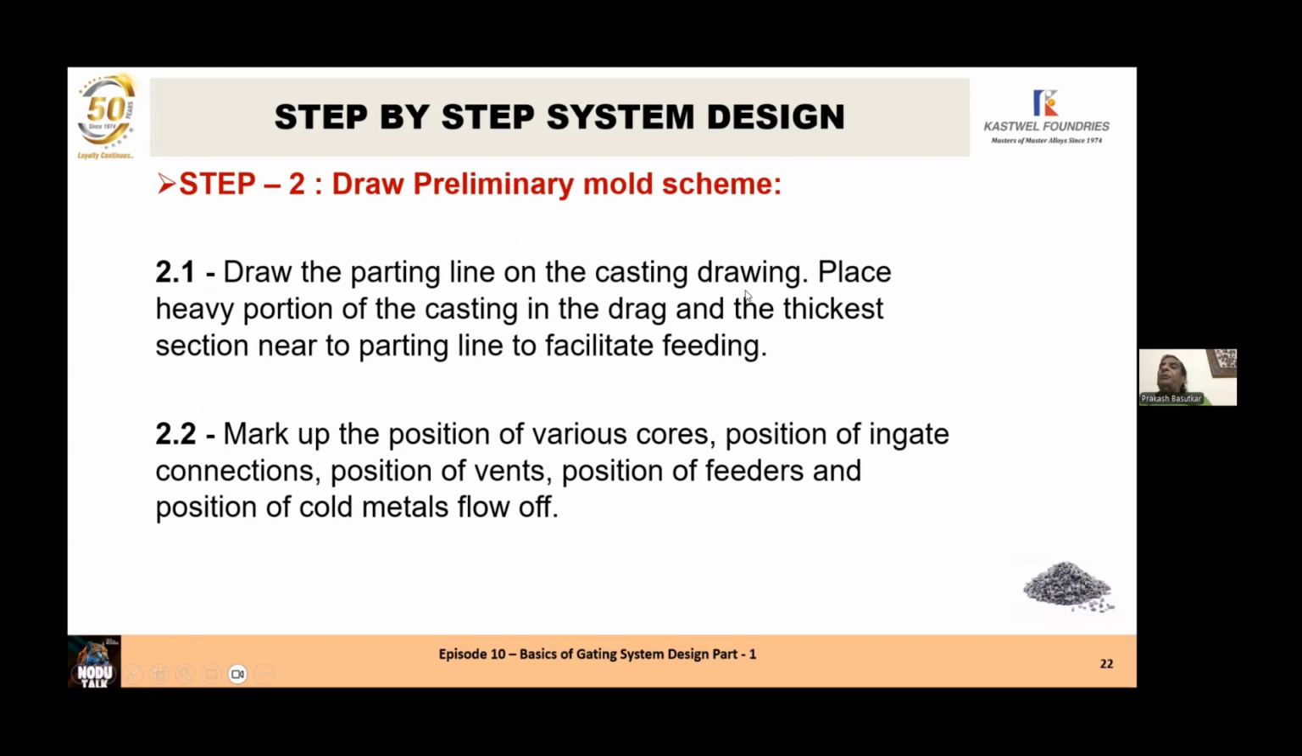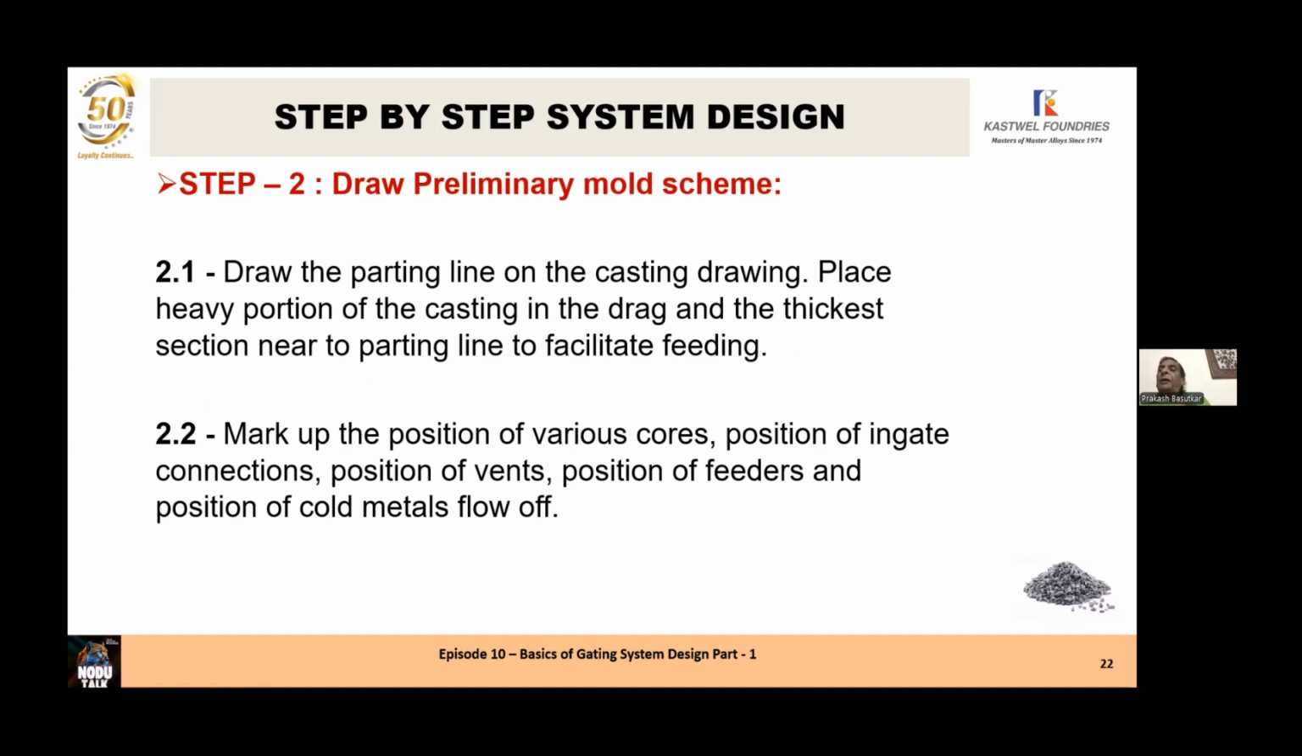Place the heavy portion of the casting in the drag, and the thickest section of the casting near the parting line, because we will be putting the feeders at the parting line. So when you put the thickest section of the casting at the parting line, it is easy to feed the casting: the thickest section, and the heavier section in the drag. So the feeder will be feeding the thicker section, and the thicker section will be feeding the heavy section.